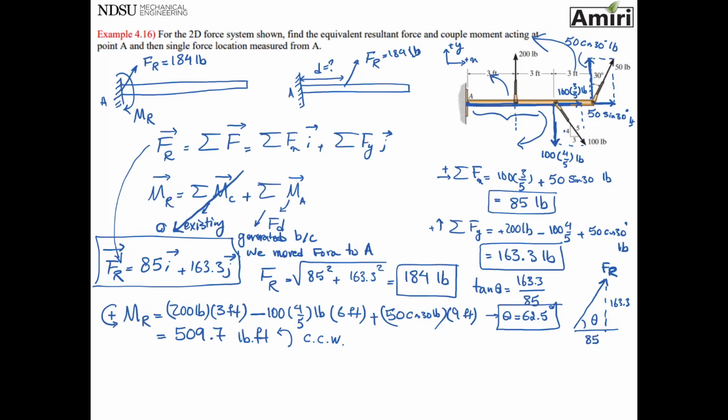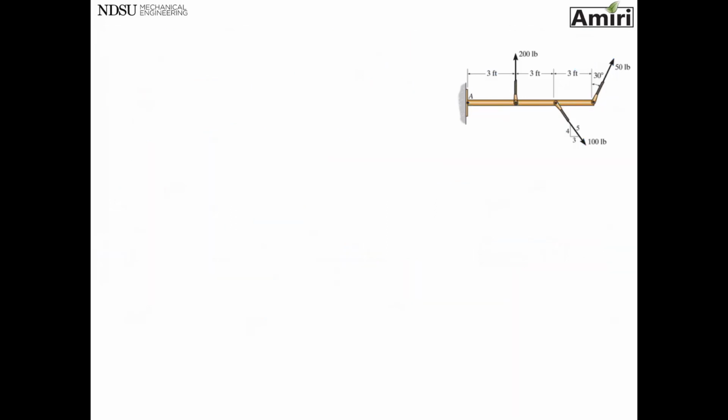So now let's look at the second part of this problem, which says, replace this with a single force measured from point A. Let's clear this slide. So far I got my FR as 85i plus 163.3j with an angle of 62.5, something like this. 163.3, 85, 62.5. Okay, this is my FR.